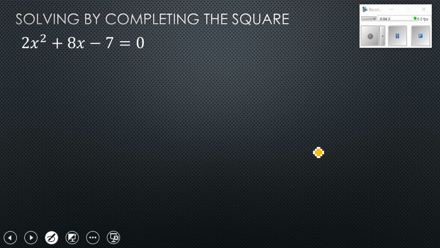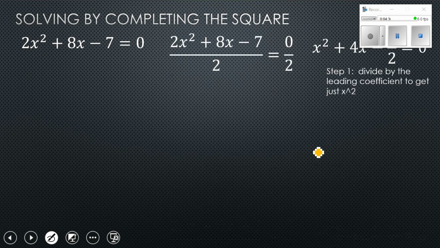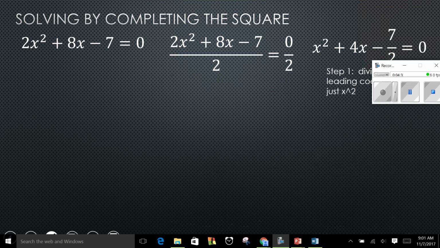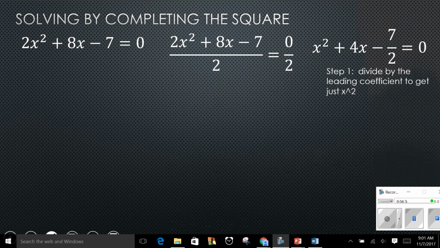One of the benefits of completing the square is to get it in vertex form, as we'll see as we go along through this video here. Okay, so completing the square, here's how it works. Our first step is going to be to divide by the leading coefficient to get x squared by itself.